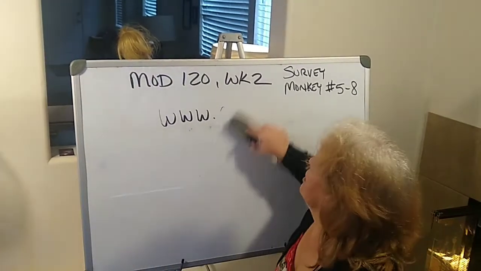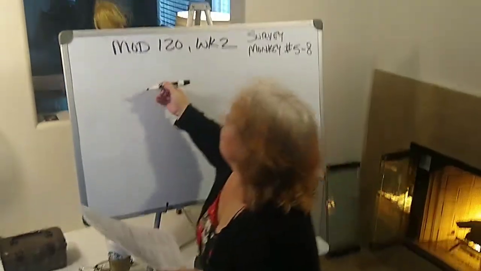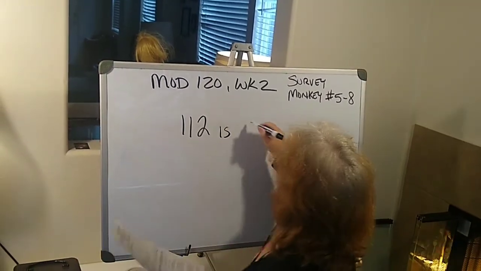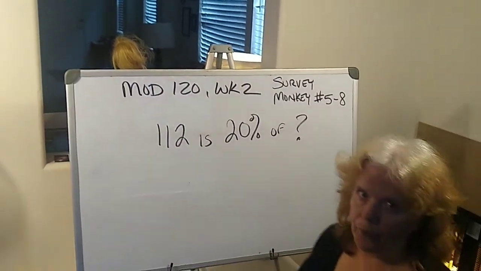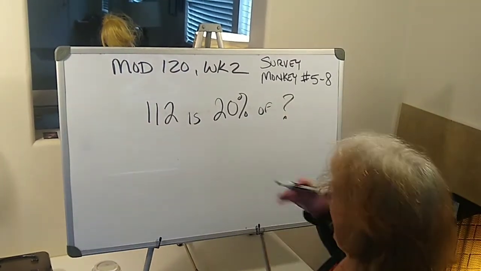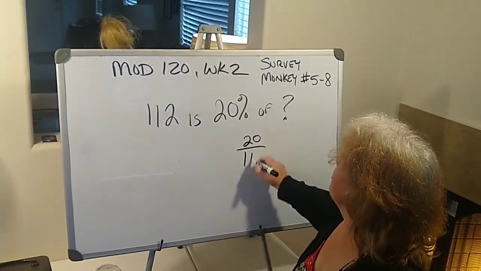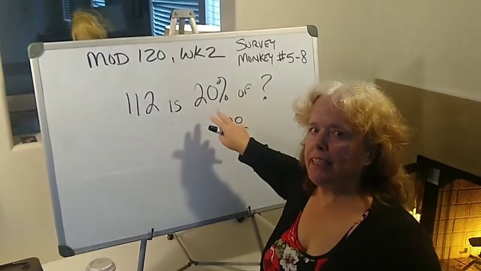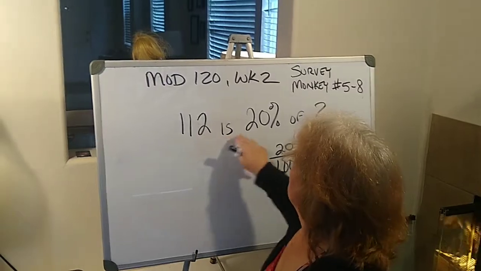So let's get started. The first one, number 5, it says 112 is 20% of what number? Okay? So let's look at what information we have. We have the percent. So we know we have the 20 and we know we have the 100. Because remember I said yesterday, this means 100. So whenever you see 20%, it's the same as writing 20 over 100. Okay? 112 is 20% of what?